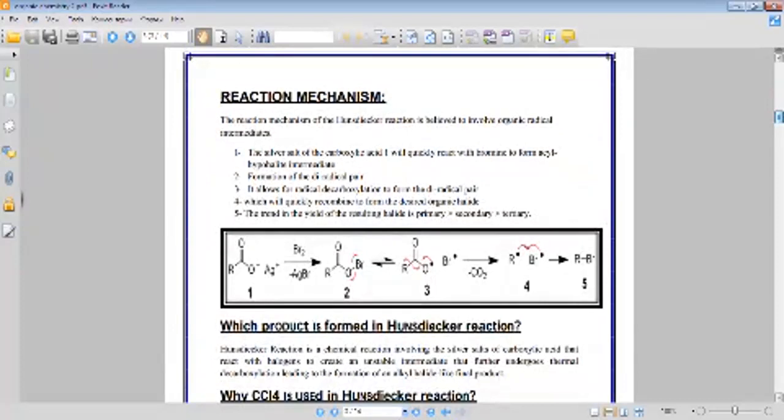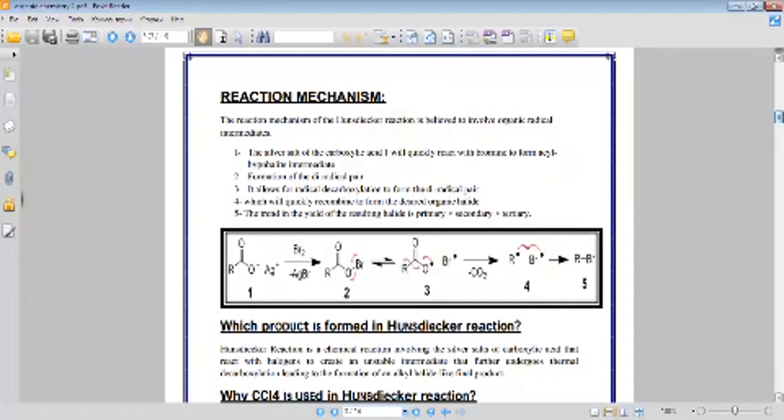Next, we move towards its reaction mechanism. The reaction mechanism of the Hunsdiecker reaction is believed to involve organic radical intermediates. In the first step, the silver salt of the carboxylic acid reacts with bromine and forms an acyl hypohalite intermediate.